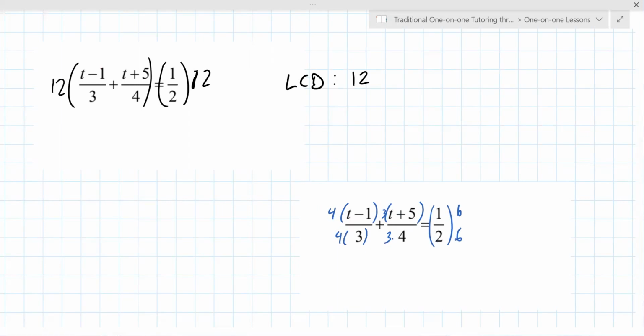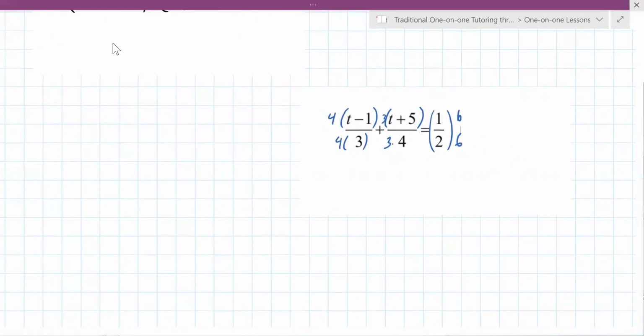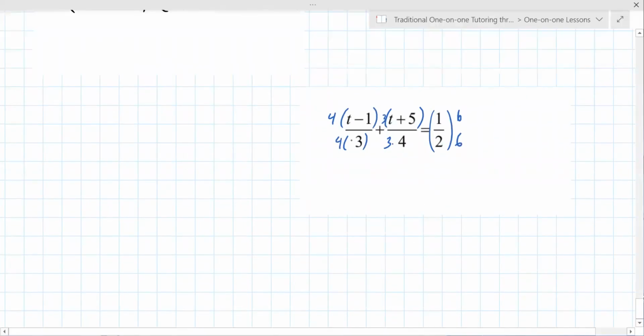Let's try the second way in blue. I think that'll be easier. Okay. All right. So now the bottoms are all 12. So the top is 4 times t, and the bottom is 3t plus 15 equals 6.